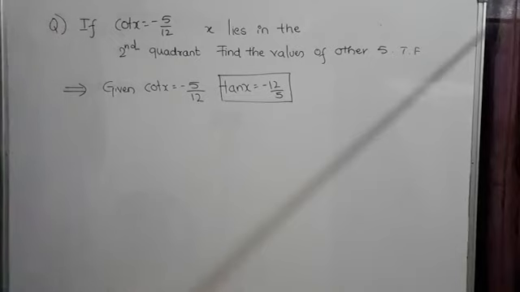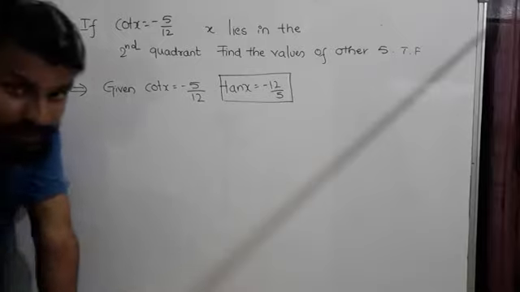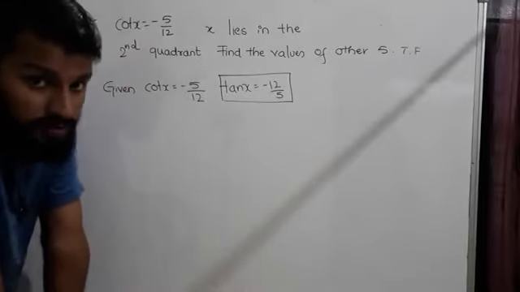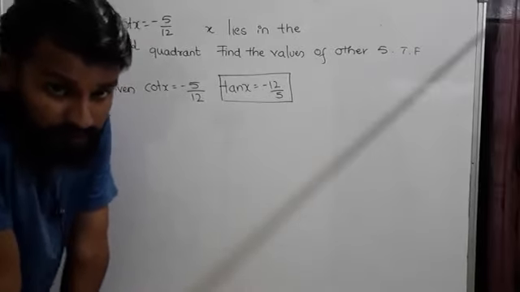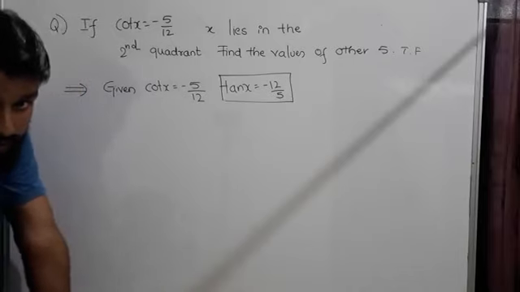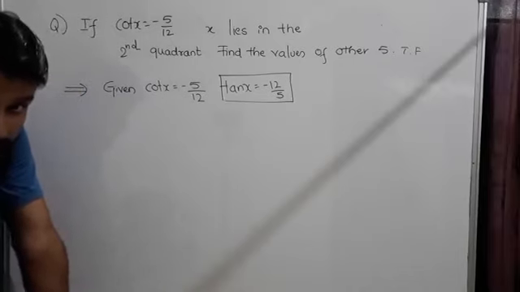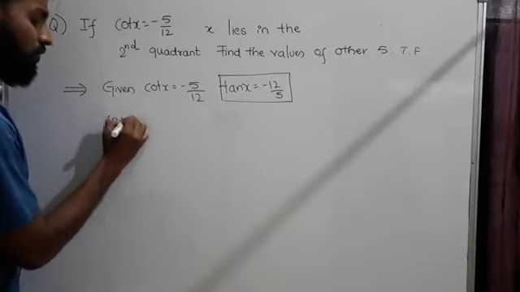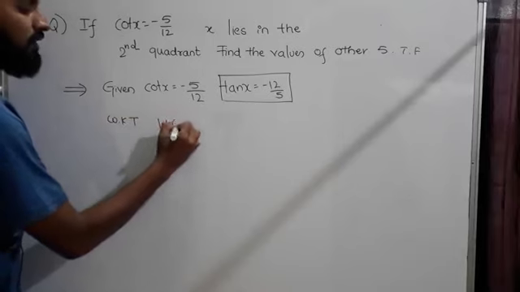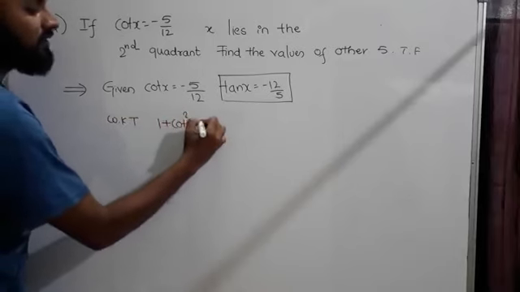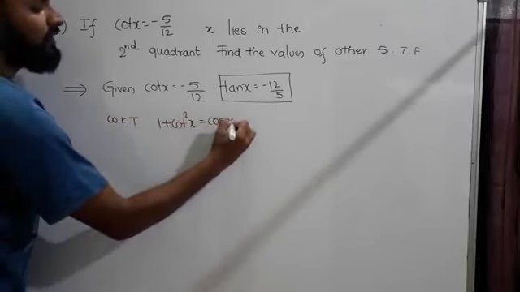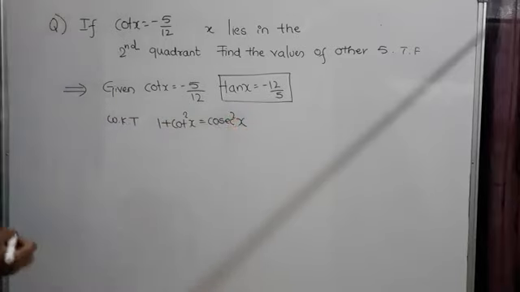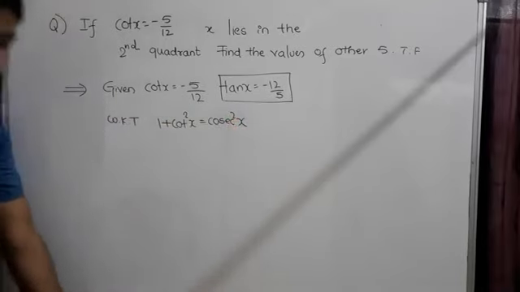In the last question, we used sine square x plus cos square x. But can we use the same thing? No, because we don't know sine as well as cos, but we have cot. So which trigonometric identity should we use? Very good. The third one. What was that? We know that 1 plus cot square x is equal to cosec square x.